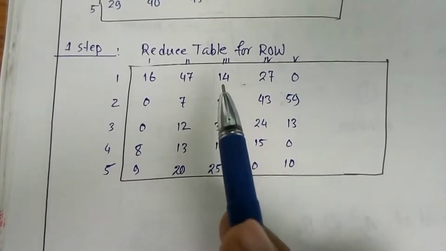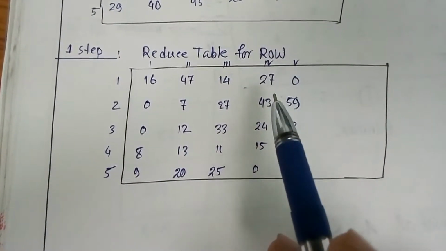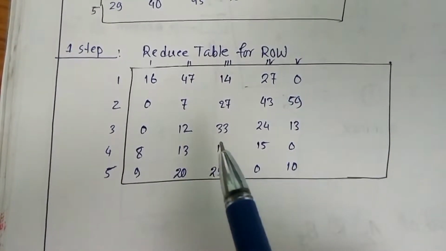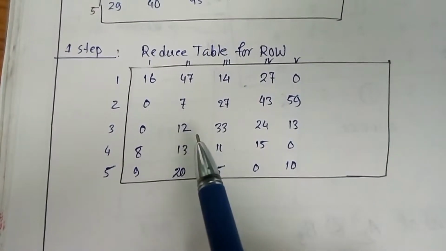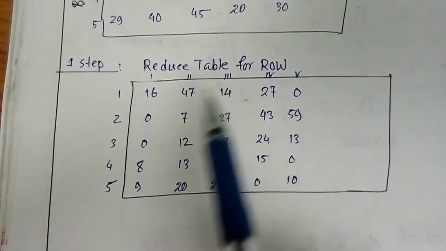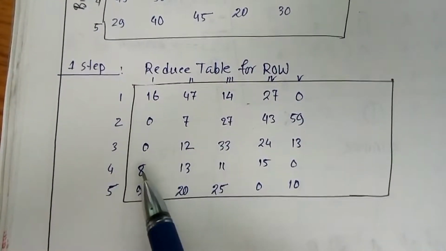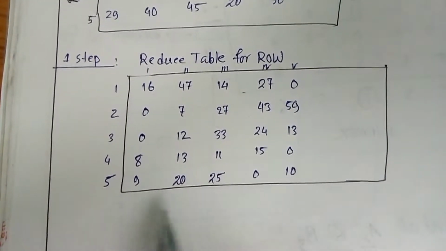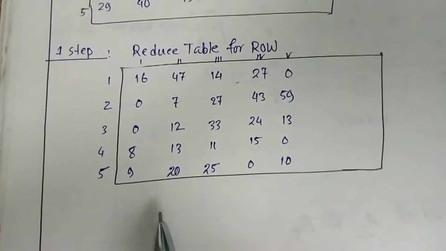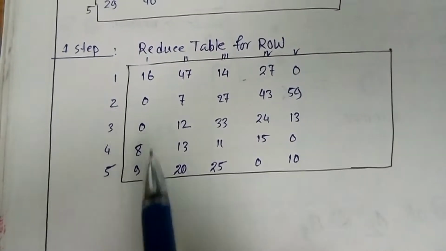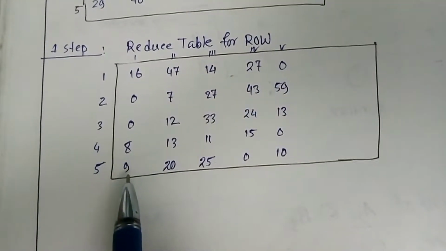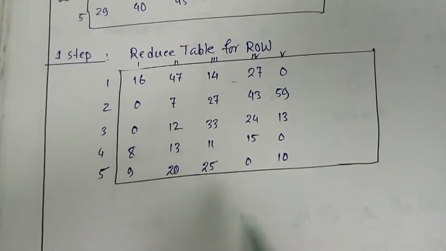Then we have to do the second step. The second step is to find the minimum in each column and subtract it from all the values of that particular column. Whatever we did row-wise before, here we do the same operation column-wise, and we get a new table. This table is known as the reduced table for columns. Suppose in the very first column the minimum is 0, so 0 is subtracted from all the values and all the values remain the same.